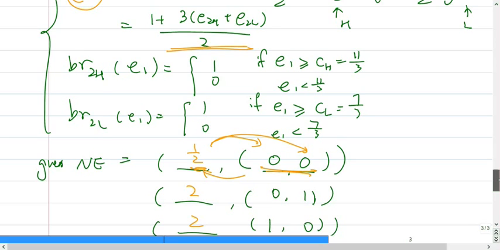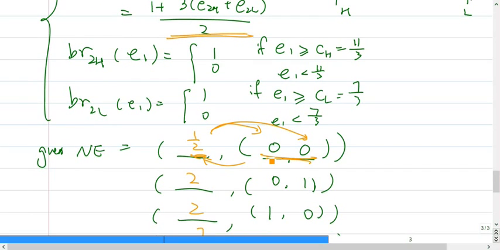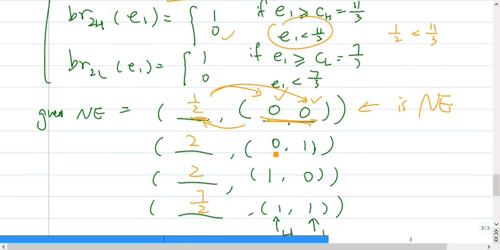So the first one, let's see. Is 0 the best response to a half? So we're checking this condition. If half is less than this, then 0 is the best response. Yes, it's good. And the second one, half is less than 7 over 3, then well, the first one is a Nash, so it's good. It's a Nash equilibrium. Probably we're going to stop here, but we should still do the rest.